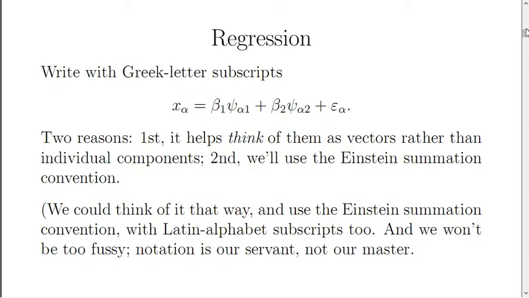There are two reasons that I do this. One is it helps us think of them as vectors rather than individual components, although we'll actually think of them and treat them as individual components at various times. Another is that we'll use the Einstein summation convention quite a bit. And we could think of it that way and use the Einstein summation convention, even if we used Latin alphabet subscripts. And we're not going to be too fussy about things. Notation is our servant, not our master.